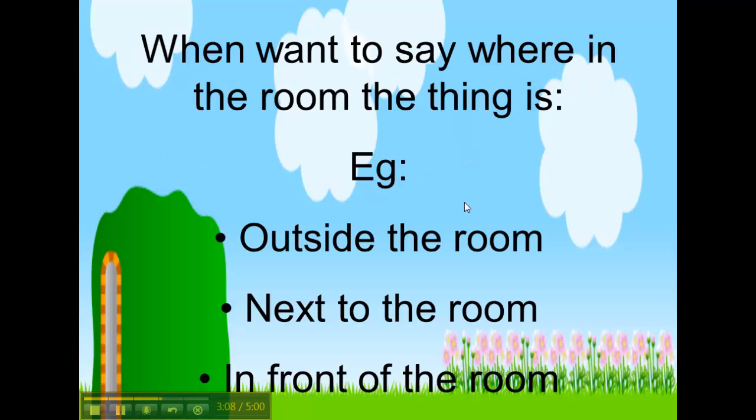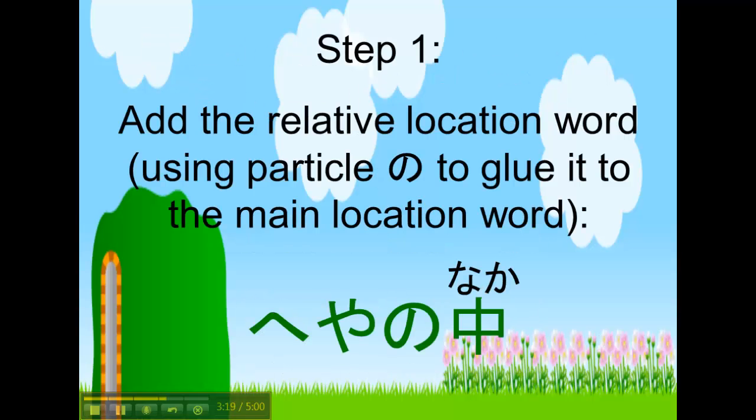Now when we want to say where in the room the thing is, to be more specific, for example outside the room, next to the room, or in front of the room, then we can add a relative location word. And this is the way we do it. First step, we add the relative location word. That's a word like next to, beside, on top, underneath, and so on. And we use particle no to glue it or connect it to the main location word. And you can see the key here is which comes first. The main location comes first, here. Then we use our connecting particle no. And here comes the relative location, naka, inside.